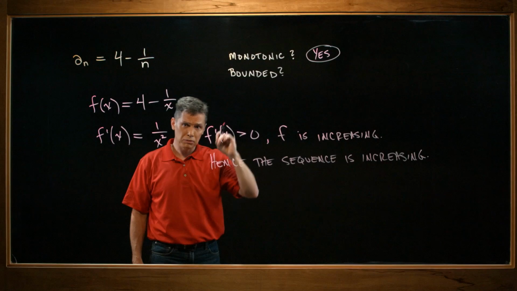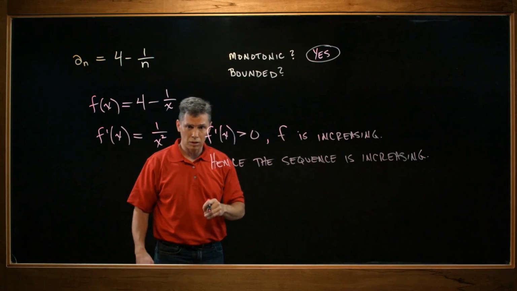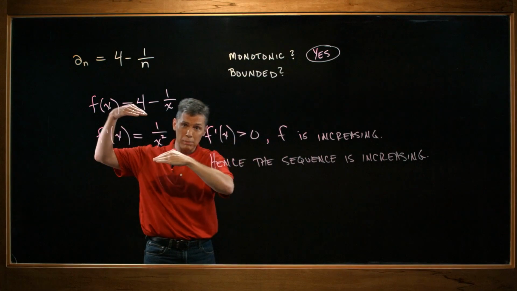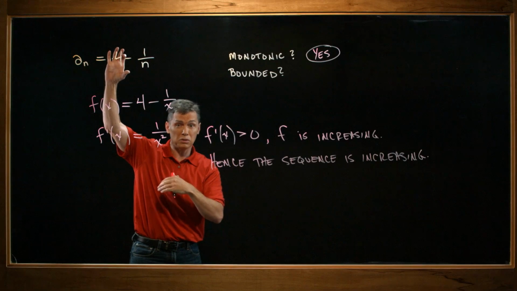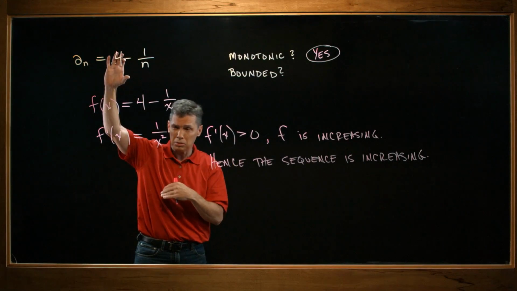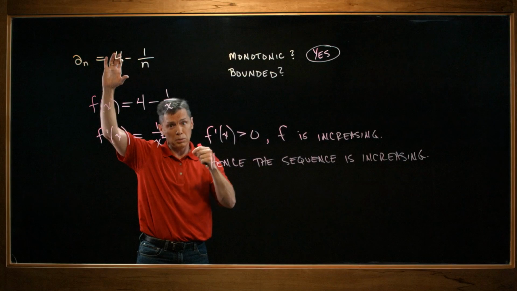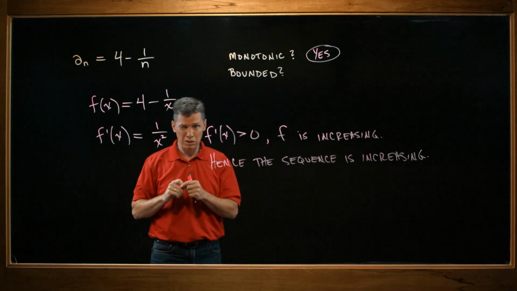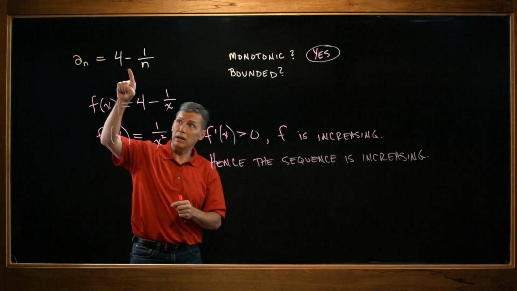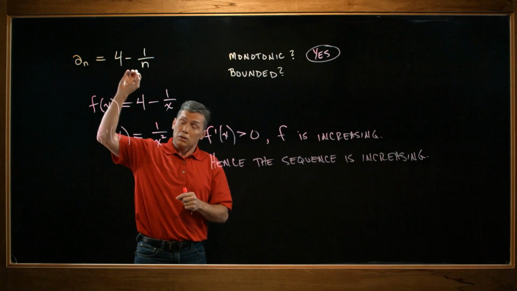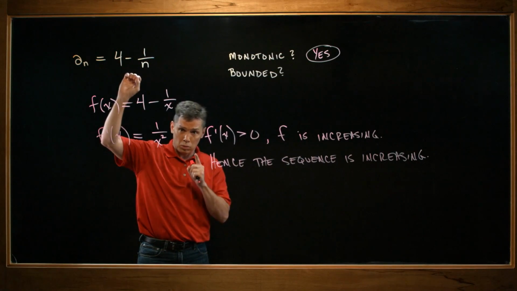Now, the word kind of describes itself, bounded. Are there some numbers that are trapping every term in this sequence? Is there something that's always below every term? Is there something that's always above every term? Okay, so here's how I'm going to think through that one. Back to that nth term. The smallest number of n that you're going to plug in is 1.